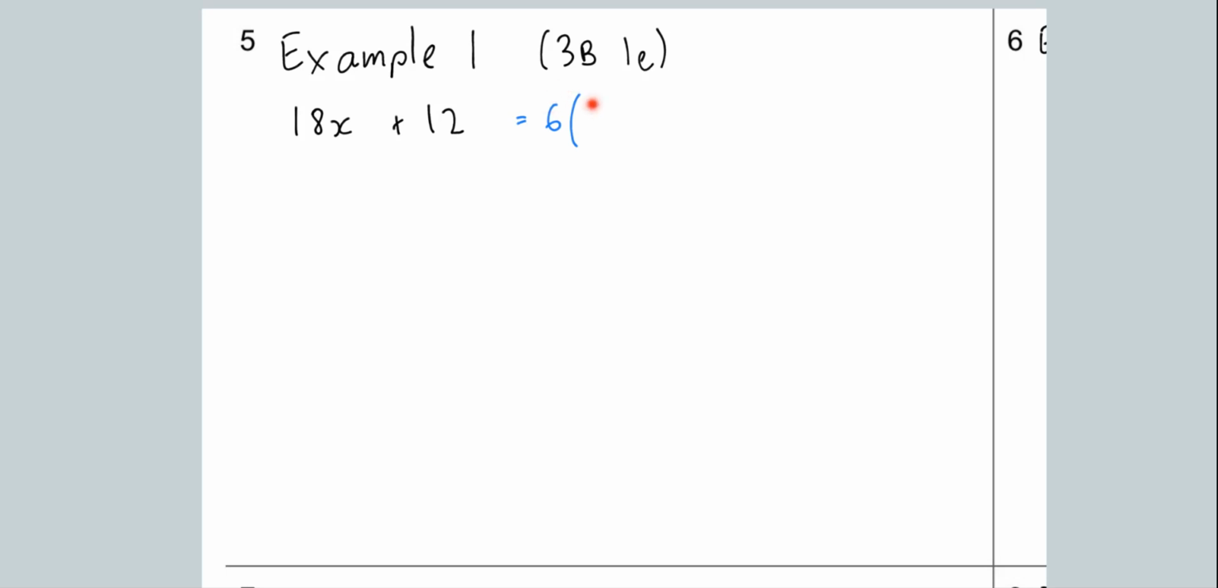So I go 6 times what will give me 18, and the answer is 6 3s are 18. And then I write my variable in, and then 6 times what will give me 12, 6 times 2. So I write positive or plus 2. So that's that factorized. 6 outside of 3x plus 2 is how I would say that.